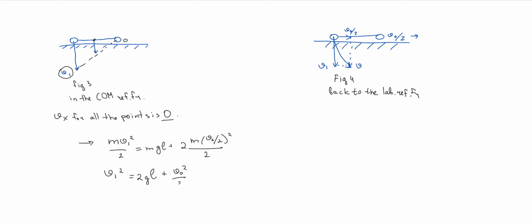In the laboratory reference frame, the speed v of the falling ball at the moment of impact is given by v squared equals V1 squared plus the half of V0 squared, which means that v squared is equal to 2gL plus 3/4 V0 squared. That's it for the problem.